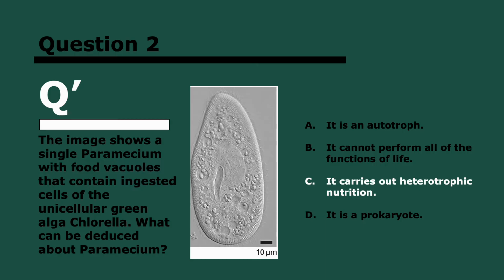From the information they're giving us, we don't know whether it's a prokaryote. We don't know that it can't perform all of the functions of life. We don't know whether it's an autotroph or not. The only thing we know is that it's eating another organism. Therefore, it carries out heterotrophic nutrition.